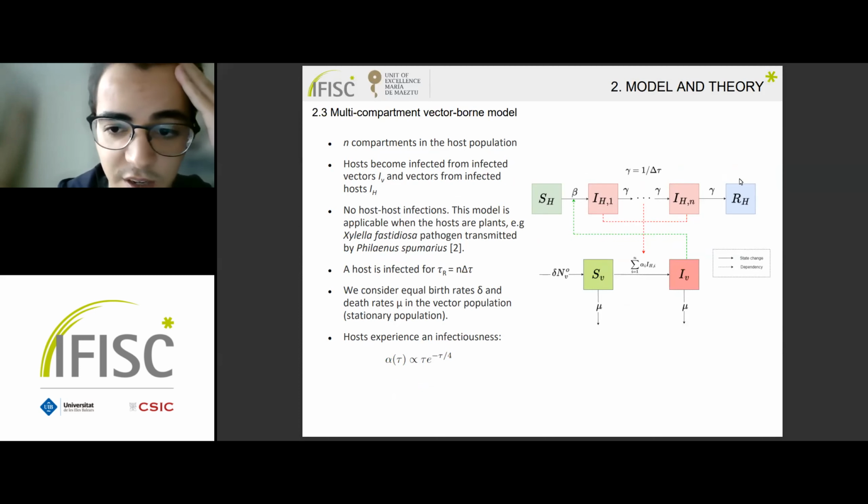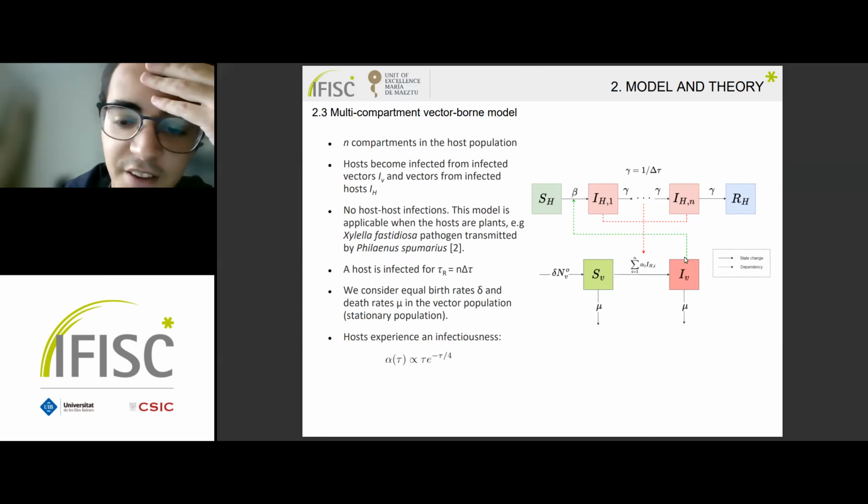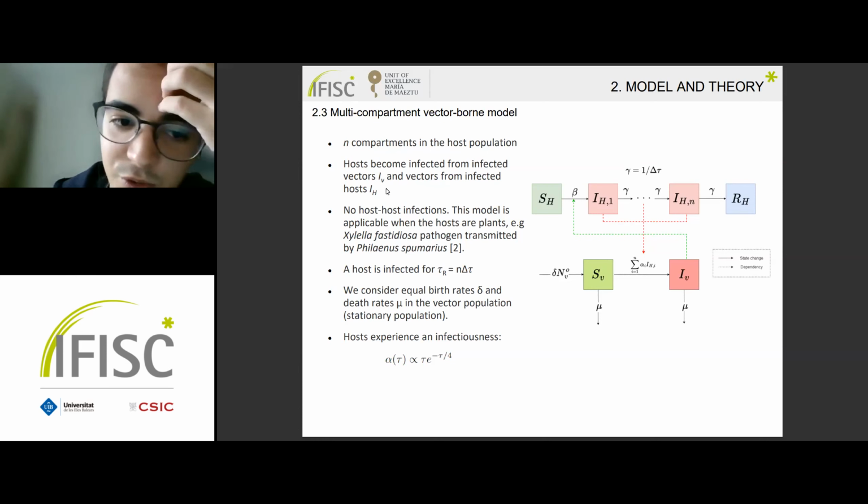Then we will apply this multi-compartment model to a vector-borne model. In this case, we have a host population and a vector population. In the host population, we divide again the infected compartment into n compartments. And the important thing here is that the hosts get infected from infected vectors, for example, through a bite. And the infected vectors get the infection from infected hosts. So hosts become infected from infected vectors and vice versa.